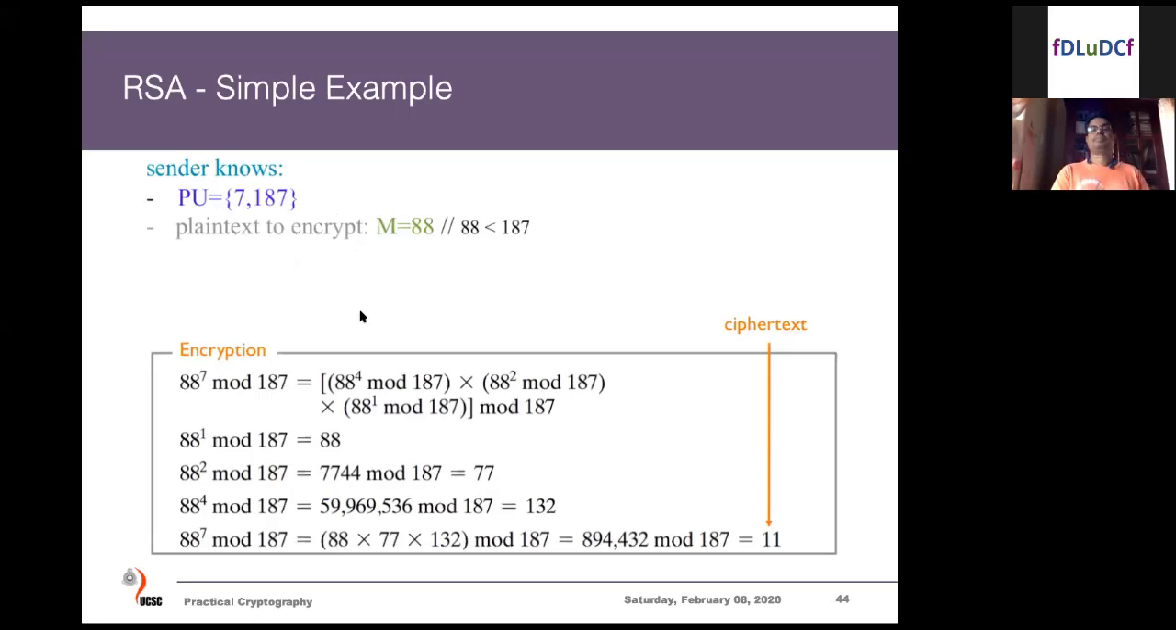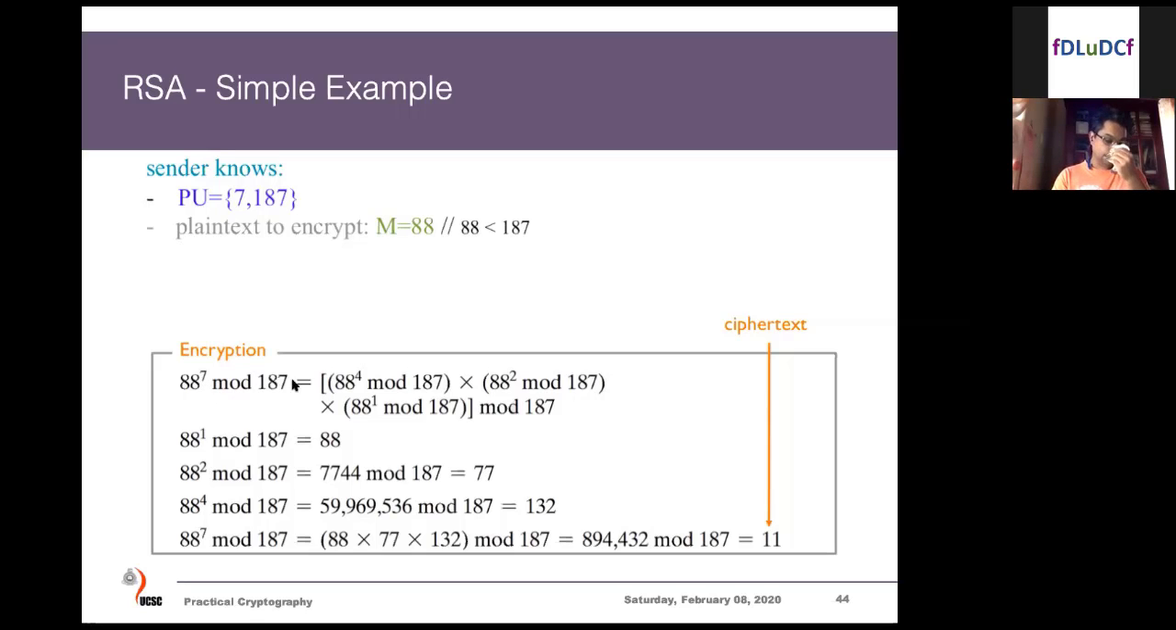Right. In this example, let's say the sender wants to send message M, that is 88, to this recipient. So he has to calculate message 88 to the power of public key modulo n. So message is 88, public key is 7: 88 to the power of 7 modulo 187.